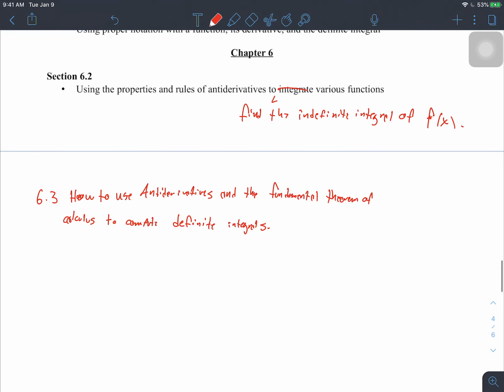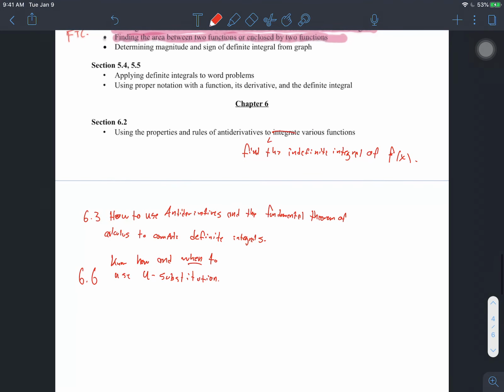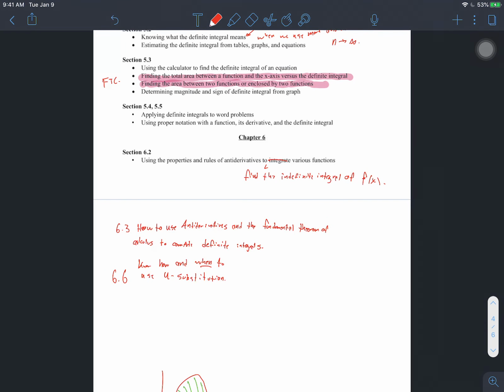Finally, I think we learned 6.6, and we should know how to use U substitution. We should know how and when to use U substitution. Okay, so I think that is pretty much a good summary of the things that you're going to need to know for this exam.